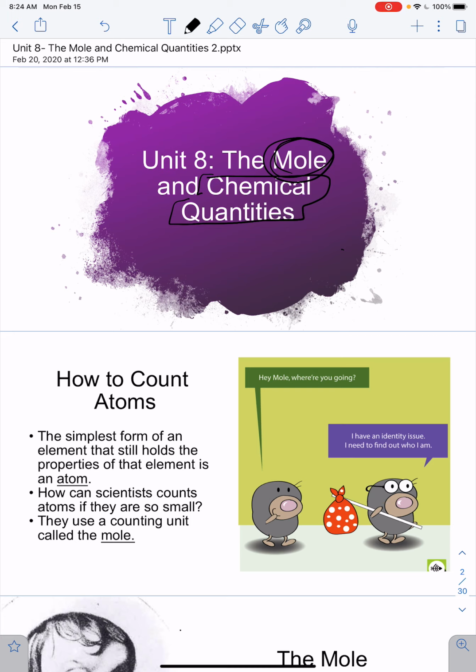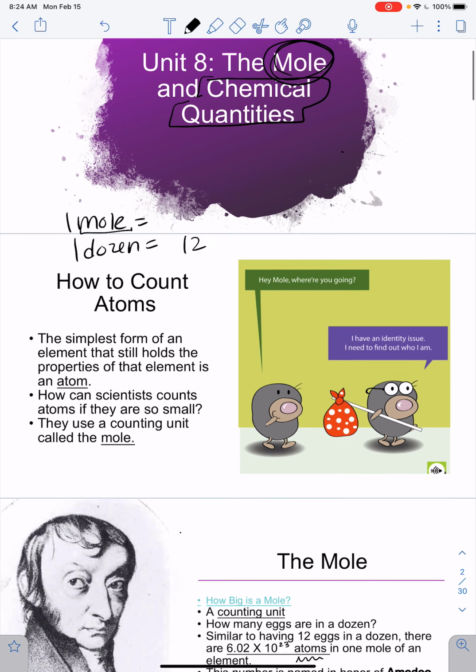Like a dozen is a counting unit for 12, like 1 dozen anything is always going to equal 12. Well, the mole is going to be the same idea. Obviously, not the same number, or we wouldn't need it, but it's the same idea where it's like a big quantity of items.